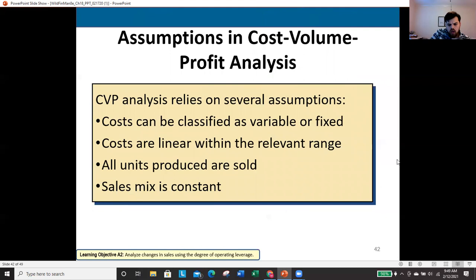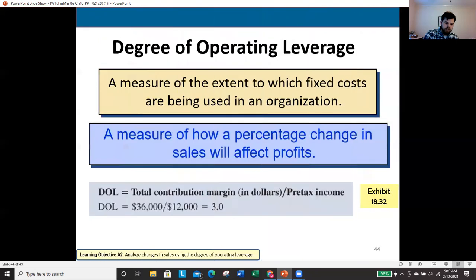Now, a couple of things we need to be aware of. There are some assumptions that underlie cost volume profit analysis. One, cost can be classified as variable or fixed. There are no mixed costs here. Costs will be considered linear within the relevant range. All units produced are actually sold is another assumption we are dealing with, and our sales mix is constant. It is not fluctuating. So in practice, some of these are more or less reliable than others, but certainly things we need to be aware of that are built into this.